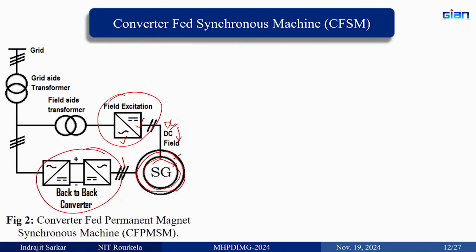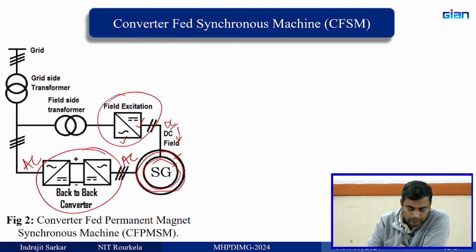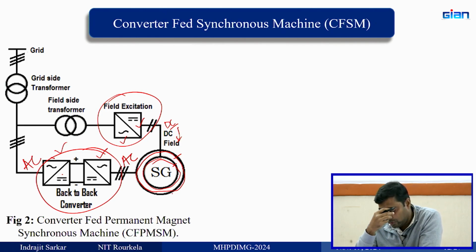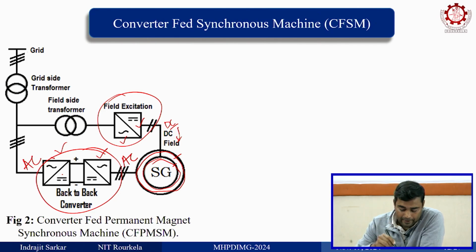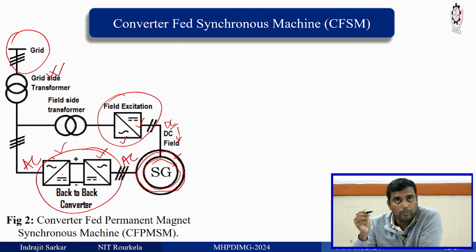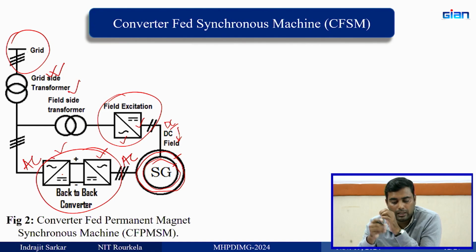Back to back converter means this is AC, this is AC, and this is the intermediate DC. This is a 3-phase AC to DC converter, and this is DC to AC. These converters are required to control the stator frequency and also the stator voltage, that we will see. Now, in order to match the grid voltage where it is supplying, you might need a grid transformer. These transformers are the major problem nowadays. People are thinking about how to remove this transformer.